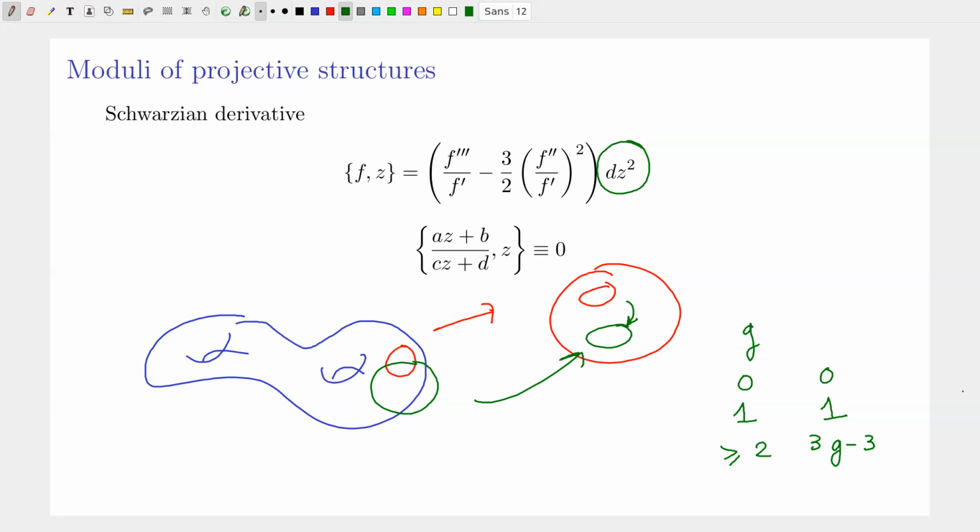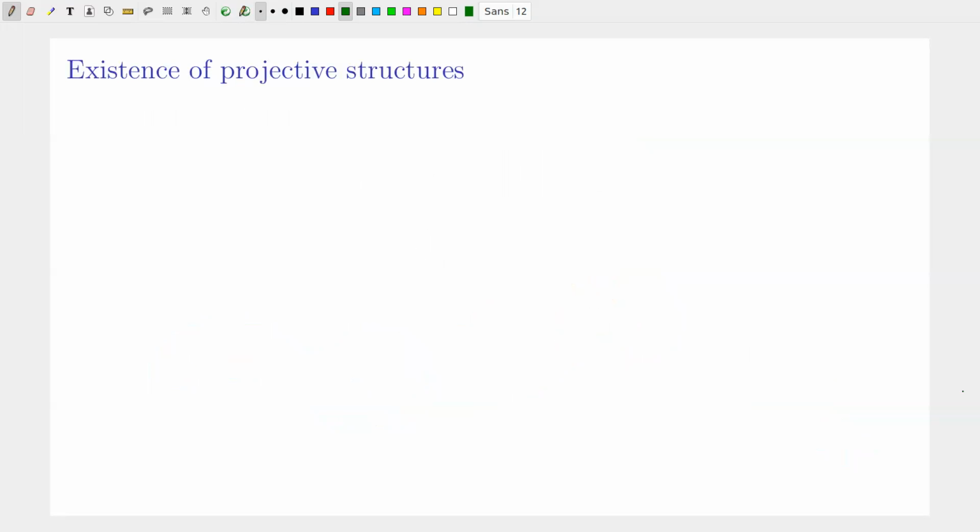So I said before that the existence of projective structures is guaranteed by the uniformization theorem, but using the Schwarzian derivative, there are some cheaper ways of guaranteeing the existence of projective structures. So let me briefly tell you what this is. I'm still talking about curves.